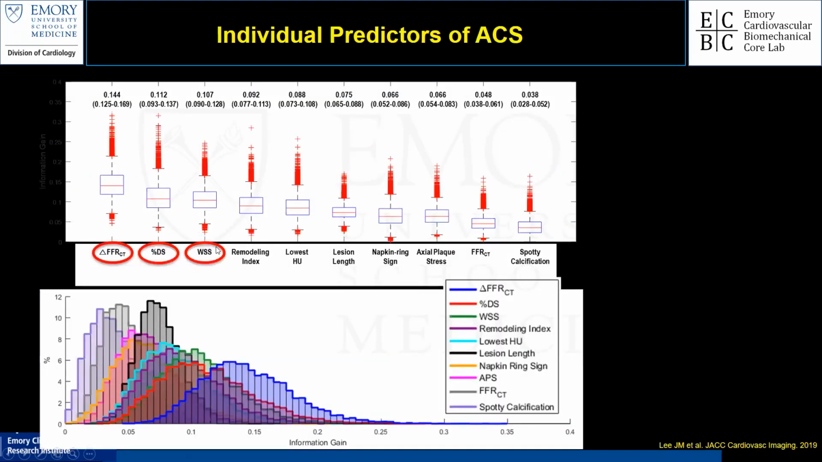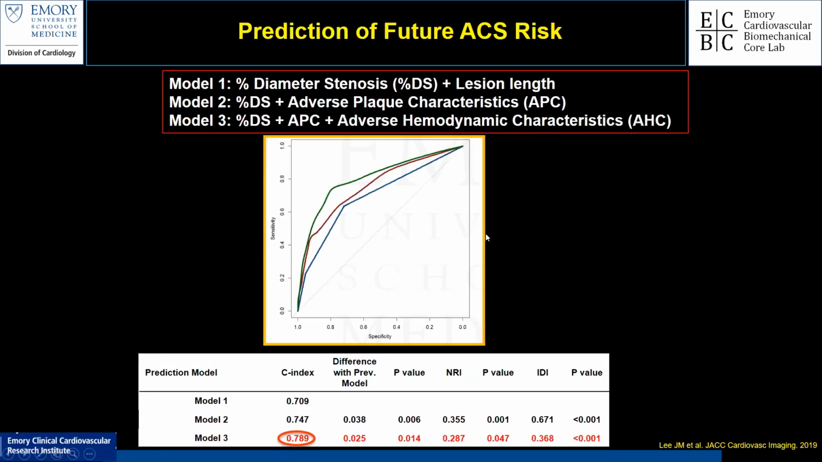And as you can see, CT-derived delta FFR, diameter stenosis, and shear stress were the three strongest predictors of ACS in this study. And indeed, the model that combined anatomy, which was diameter stenosis, adverse plaque characteristics like positive remodeling, and adverse hemodynamic characteristics like shear stress and axial plaque stress, had the highest predictive value to predict future ACS.